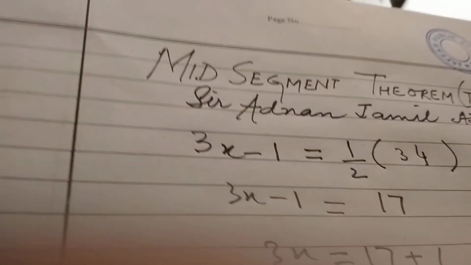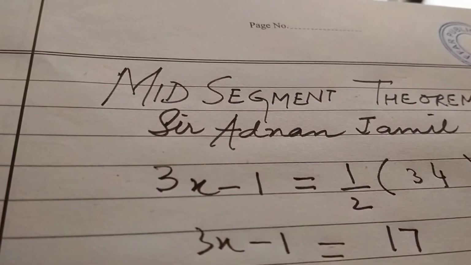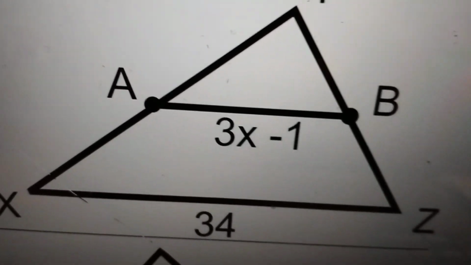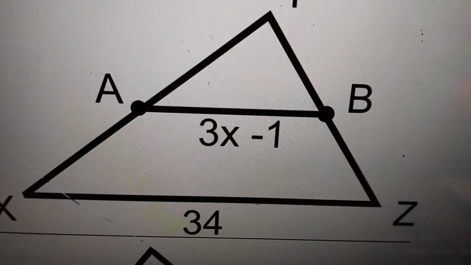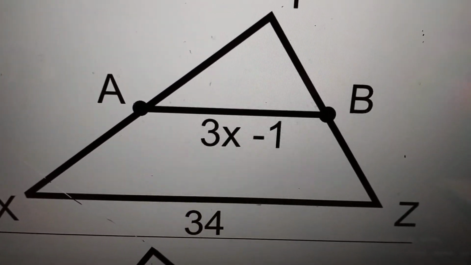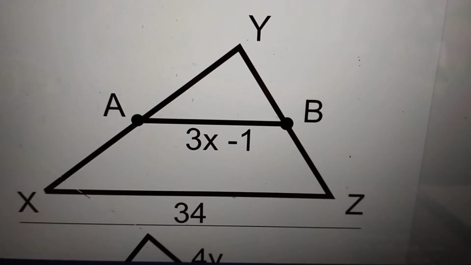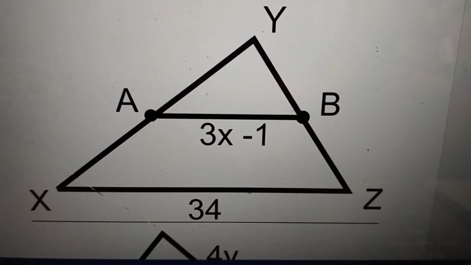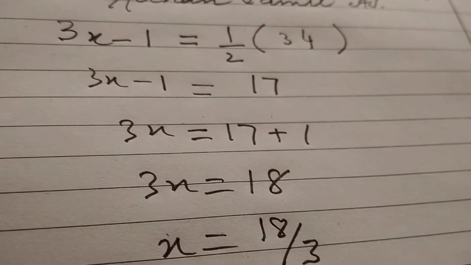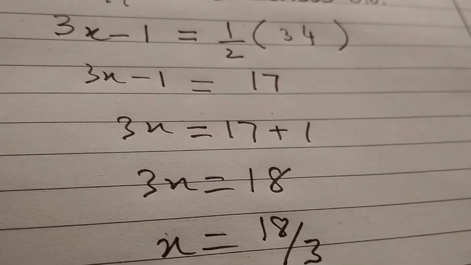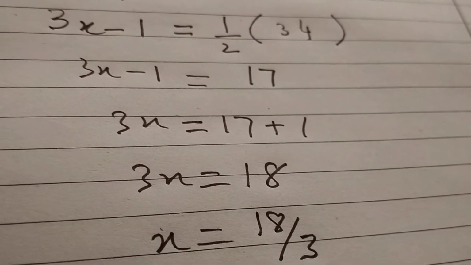After you realize that 3x minus 1 is half of 34, you can see over here that AB is half of XZ because of the mid-segment theorem. And again I will repeat that the mid-segment theorem is applicable when A and B are defined as the midpoints of YX and YZ. So I'll show you the solution one more time: 3x minus 1 is the length, which is half of the third side, which was 34, which was given.